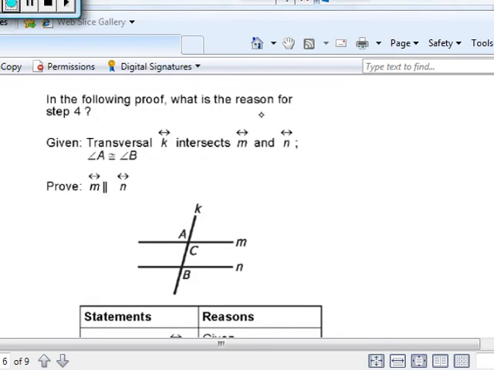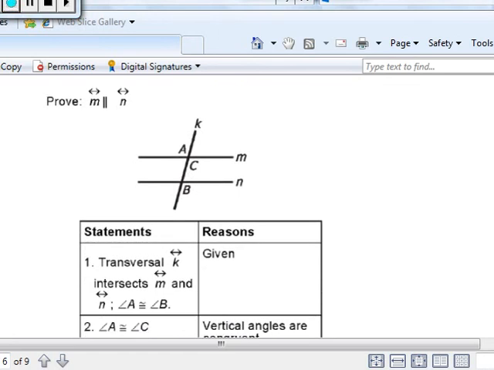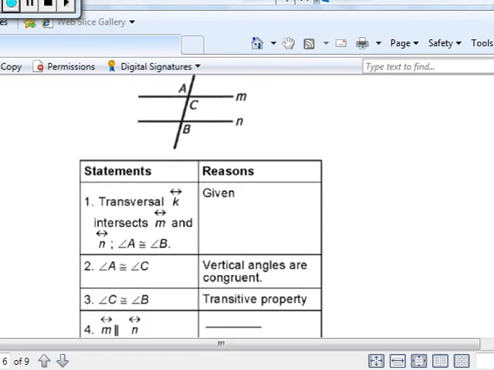So as in the following proof, what is the reason for step 4? We're given that transversal K intersects M and N, and we're given that the measure of angle A is congruent to the measure of angle B. We want to prove the lines are parallel. They said, okay, here's my given. They also said that A and C were the same because vertical angles are congruent. Then they said that C and B are the same by the transitive property.